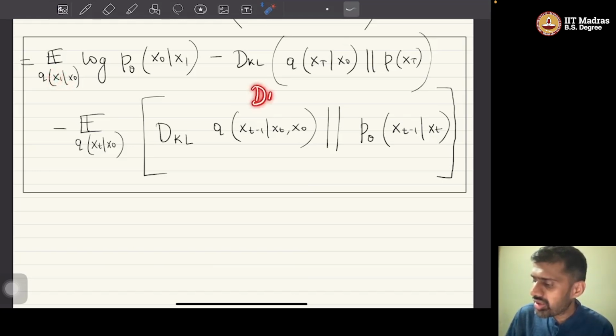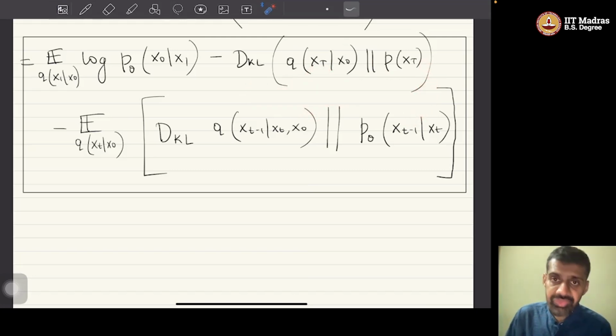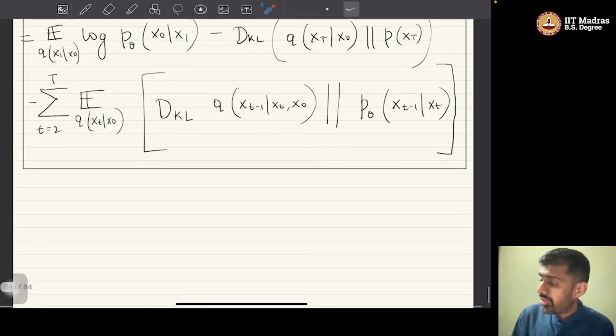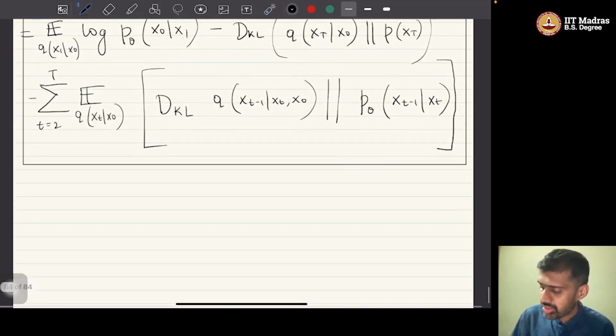The second term here is very similar to dKL between q of z given x and p of z. That's exactly what it is, right? Where xt is the tth latent variable and x0 is the data variable. This is also similar to the VAE, but I think I made a mistake here, there is a sum over all t. Because of the hierarchical nature of the VAE, we will have this extra term here, which is actually the most important term in the training of a DDPM.